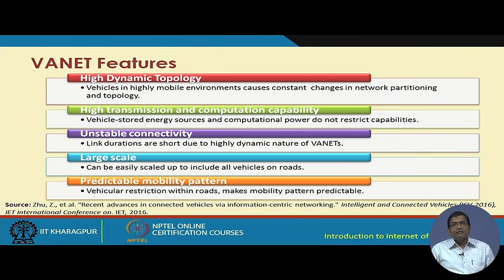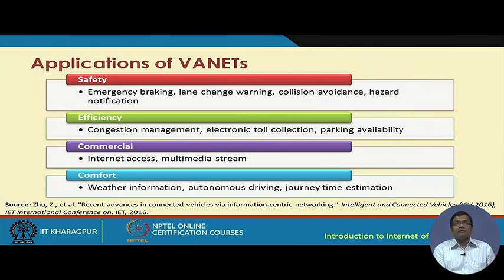These networks can be scaled up very easily to include other vehicles on the road. They can join this particular network without affecting the throughput in a very significant manner. Predictable mobility patterns can be achieved in these kinds of networks, because the vehicles are restricted to the roads, and the road structure restricts the mobility pattern. In contrast, in MANETs, mobile ad hoc networks, mobility is a big issue. You do not know how the vehicles are going to move. It is hard to predict the mobility of these different vehicles.